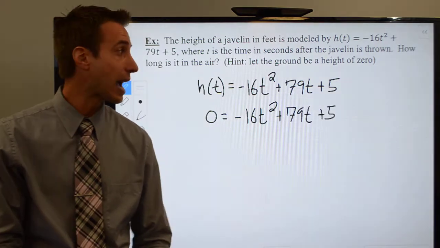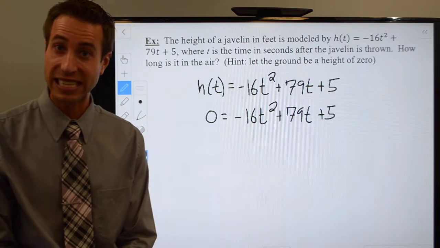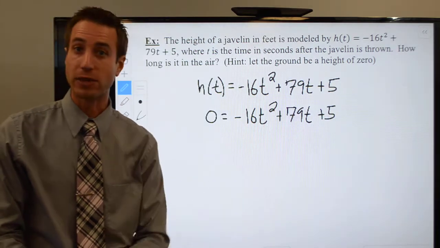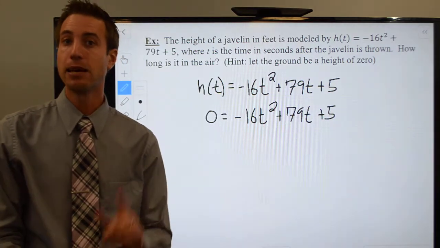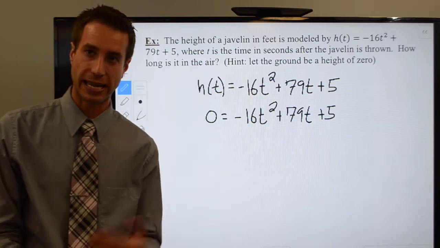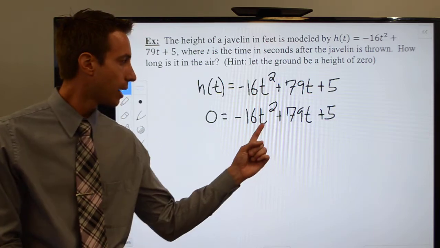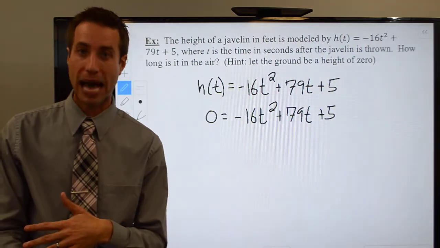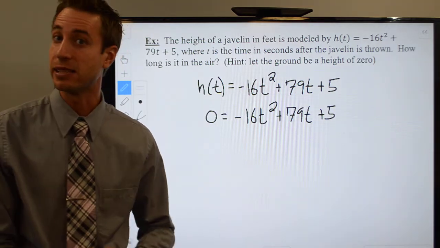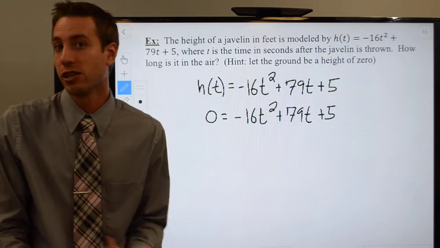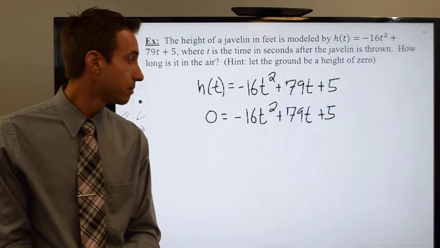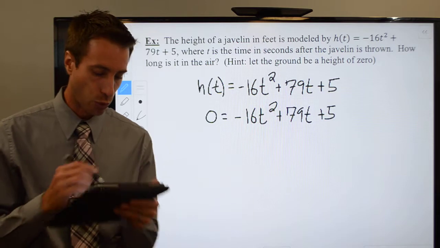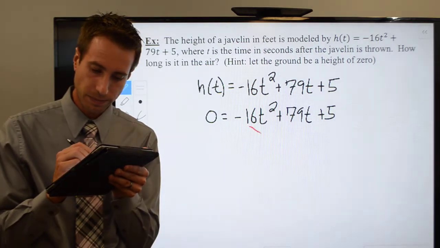In order to go ahead and find out how long the javelin is in the air, I need to solve for t, and solving for t means factoring a quadratic. How do I know it's a quadratic? Well, I have a t squared, and anytime the largest power on the variable is a squared or a 2, you're going to be quadratic. So I think the slide and divide method will work perfectly here.